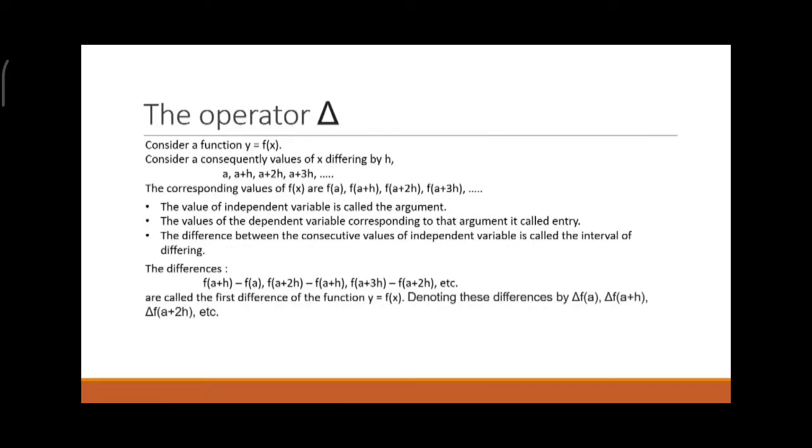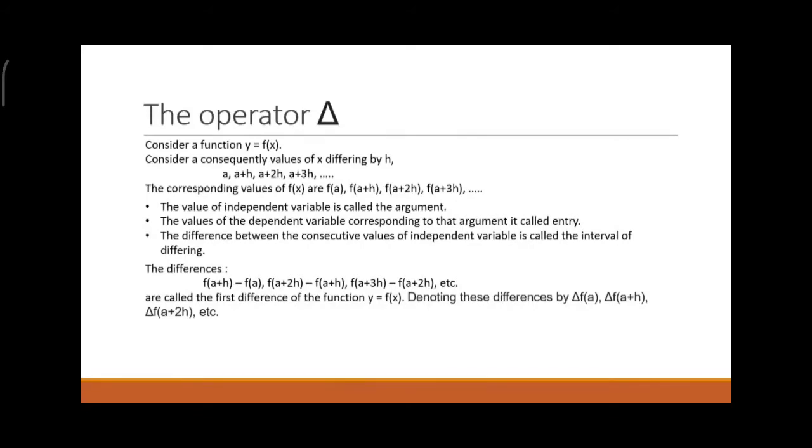Consider consecutive values of x differing by h: a, a plus h, a plus 2h, a plus 3h, and so on. The corresponding values of f of x are f of a, f of a plus h, f of a plus 2h, f of a plus 3h, and so on. There are 3 points. First point, the values of the independent variable are called the arguments. Second point, the values of the dependent variable corresponding to that argument are called entries. And the third point, the difference between the consecutive values of the independent variable is called the interval of differencing.